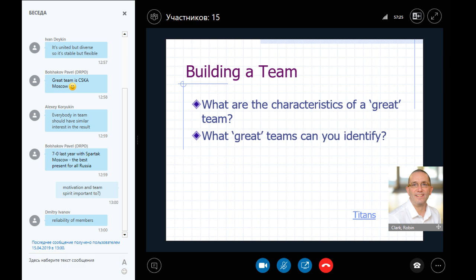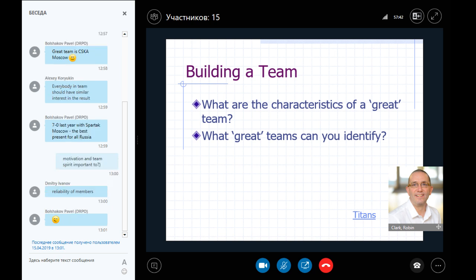Okay, so 7-0 last year with Spartak Moscow. I'm guessing CSKA Moscow beat Spartak Moscow 7-0 last year, which obviously is a very important thing to remember, and I'll have to go and look that up and learn more about it.